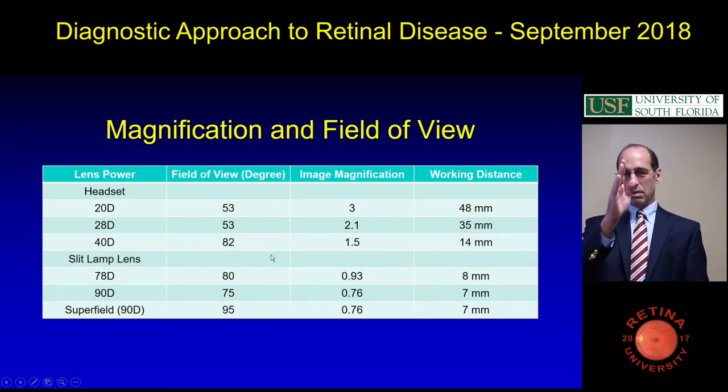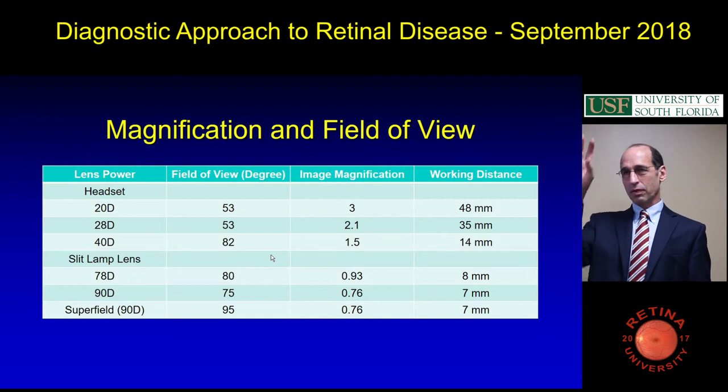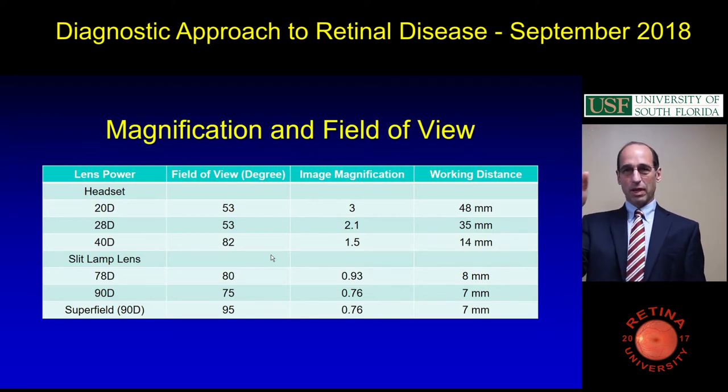If you imagine 180 degrees, you really could cover that in probably 3 views. So if I'm looking at a peripheral retina, I look up, and I do 8 points of exam if I'm looking for a tear.